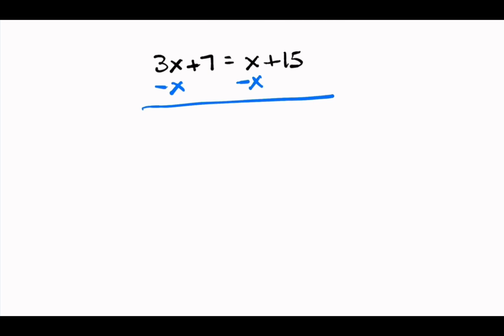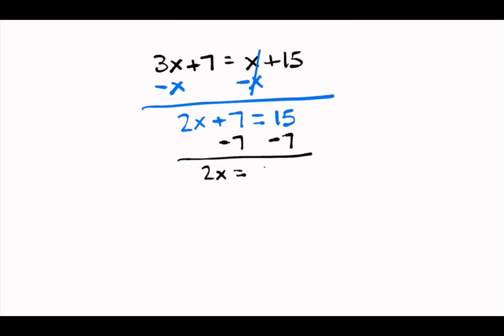I'm left with 3x minus x equals 2x plus 7 equals x minus x equals 0, so I don't need to write that. And then I still have 15. Now I've combined my x's, but I want to combine my constants. So now I'm going to subtract 7 from both sides. And I'm left with 2x equals 8.